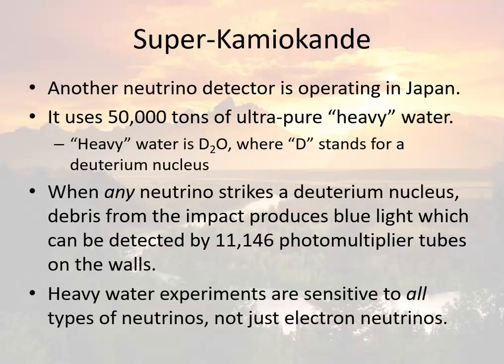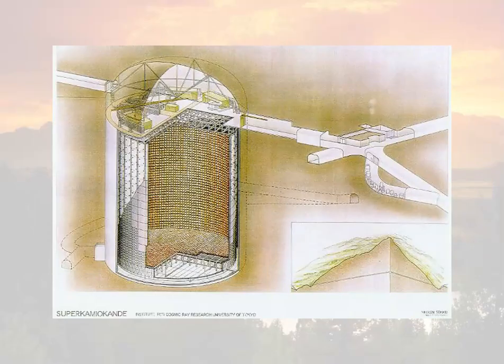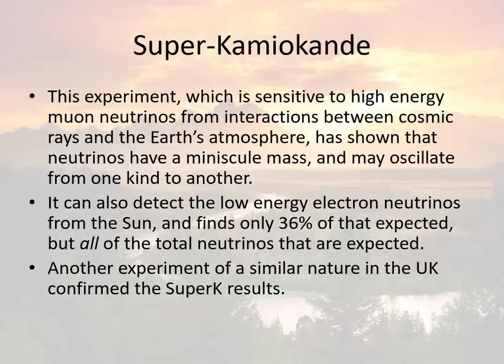So instead, another experiment was devised using heavy water, ultra-pure heavy water, that is D2O, where each hydrogen is instead a heavy hydrogen, that is a deuterium nucleus. Well, it turns out that the deuterium nucleus, which again has a very large nuclear cross-section, likes to interact with all kinds of neutrinos, not just electron neutrinos. So if the neutrinos are oscillating, then the heavy water experiment should be able to detect the expected number of neutrinos. So here's kind of the inside of that.